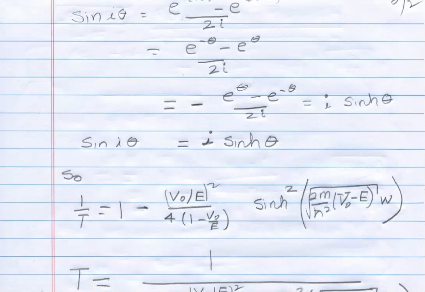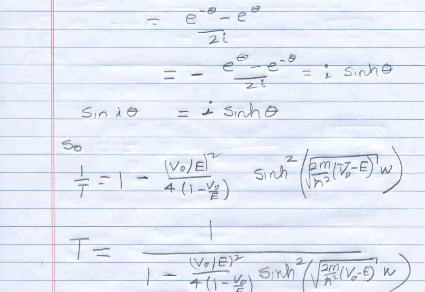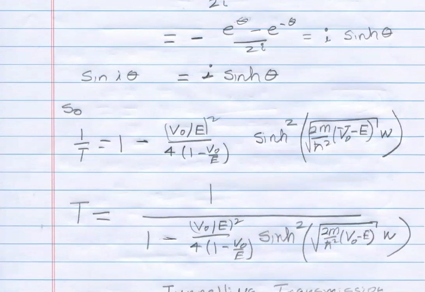And so I get a similar looking expression. If you want the transmission coefficient, take the inverse of this. But instead of a sine, we've got a hyperbolic sine. There's some switches in the variables to make the arguments positive here. And I get some differences in sign for this transmission coefficient.